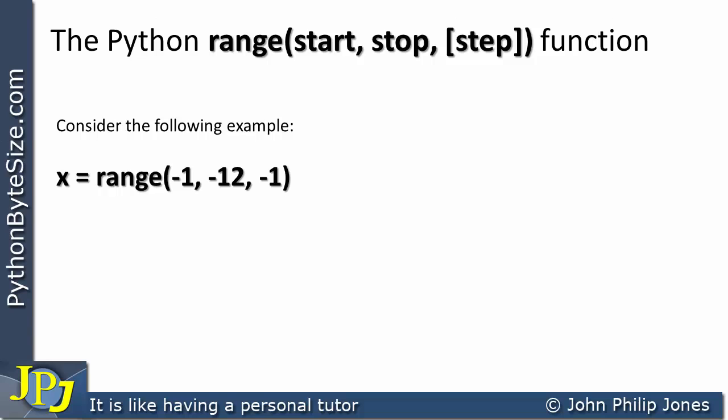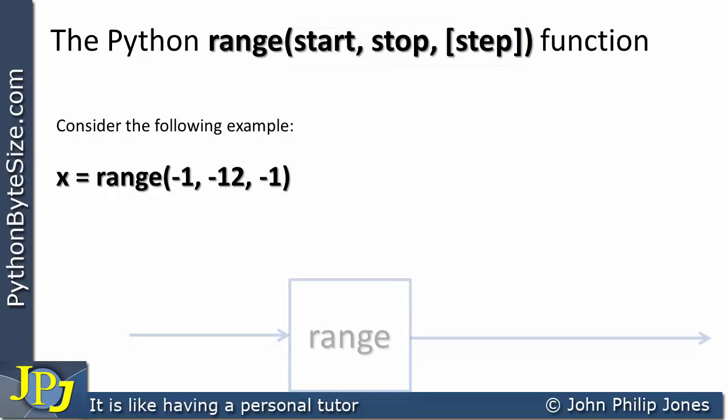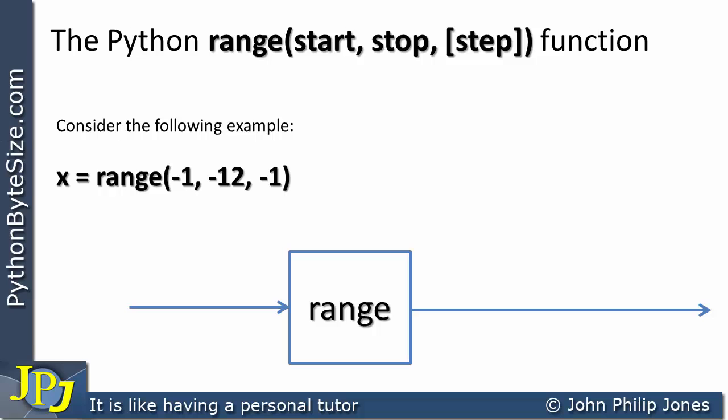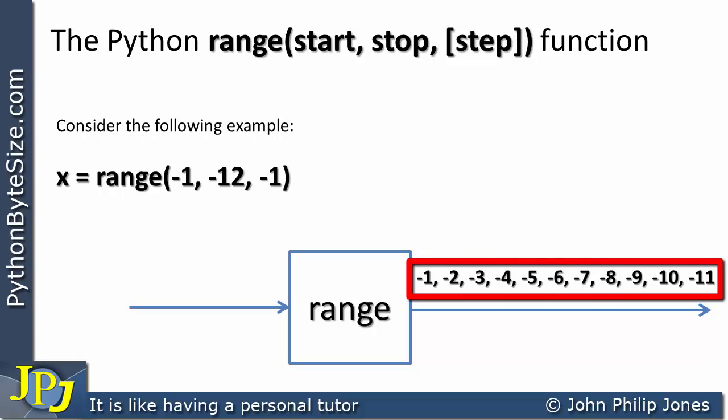In particular, this example here, where x is assigned the range, and in brackets you can see we've got -1, -12, and -1. And of course they are the start, stop, and step parameters to the range function. Now, when we map this onto the following schematic diagram, we actually take these numbers into the function and we get this out of the range function.